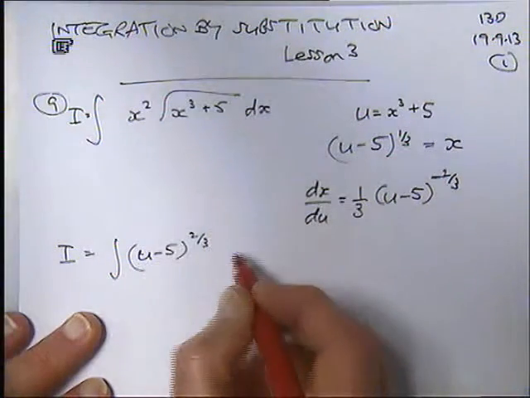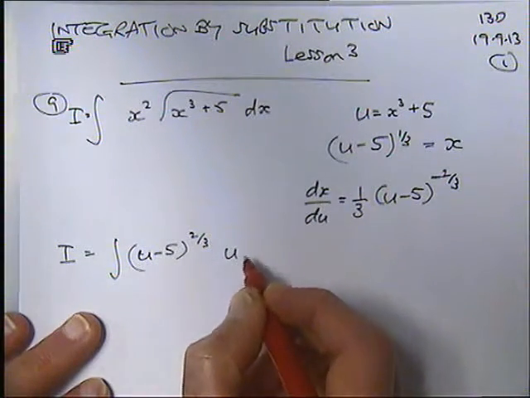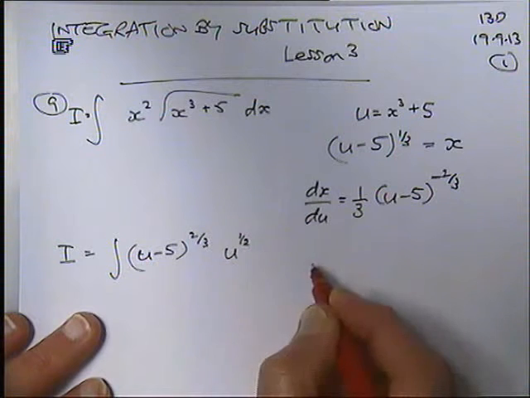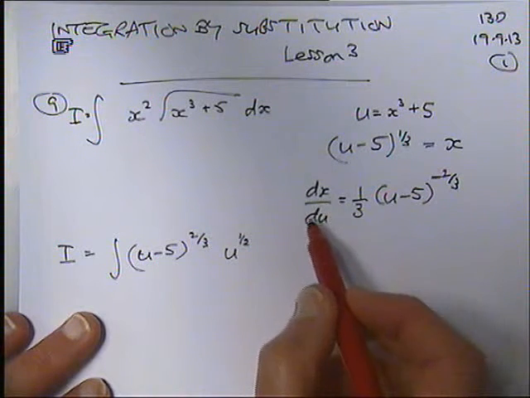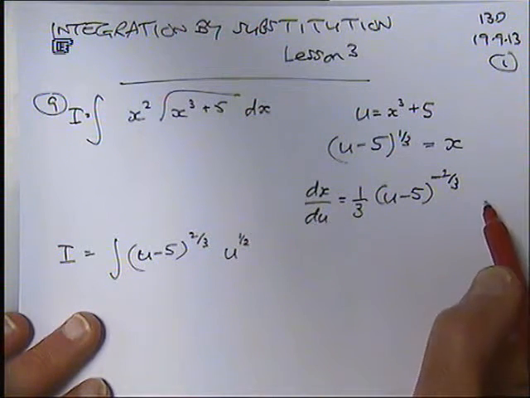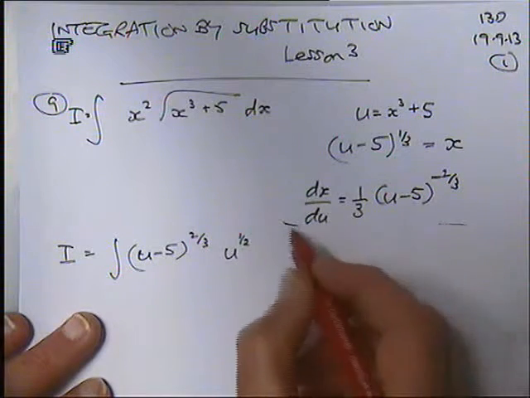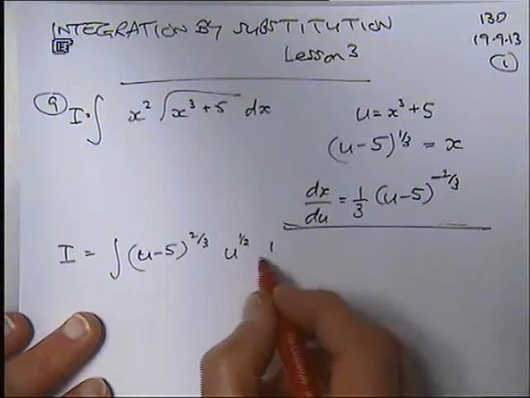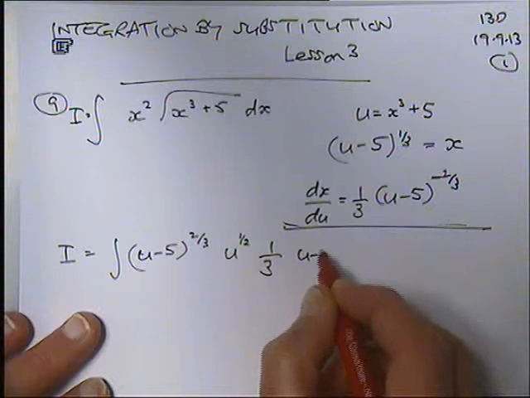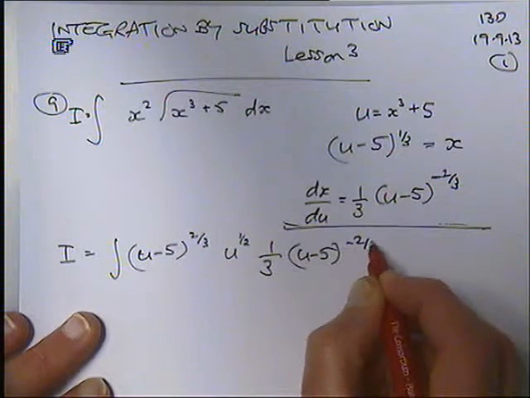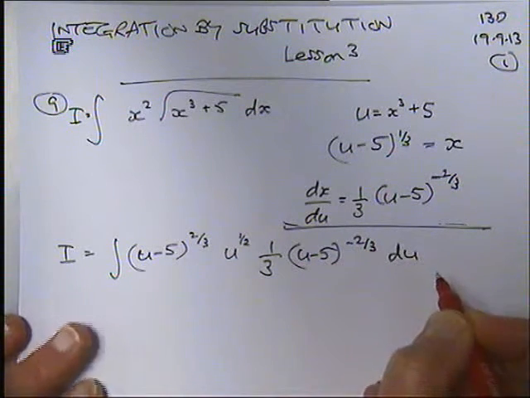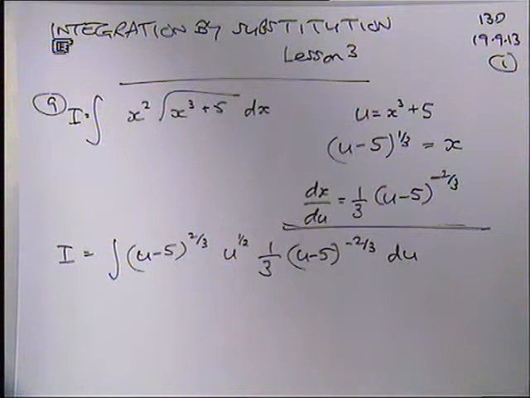x cubed plus 5 is u. That's being square rooted, so that's a power of a half. And then dx, if I just move that du up to the end, put a line in there to separate that bit, dx will be 1/3 u minus 5 to the minus 2/3 times by du. And at this point I'm hoping nice stuff happens.